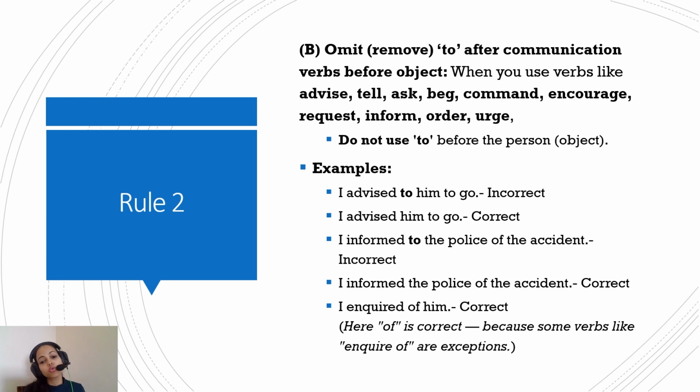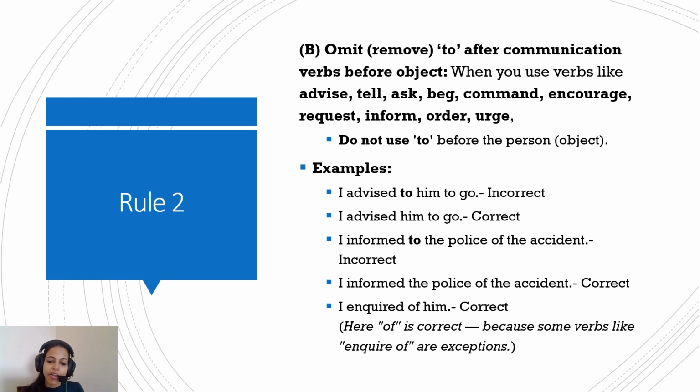Similarly, "I informed to the police of the accident" is incorrect. I informed the police of the accident. Here, the word inform is already establishing the connection between I and the police, that I was informing and the police was being informed. Without the to, the connection is clear enough. So these words are complete. They do not need the preposition to give a broader meaning. So don't just cram these words, try to understand why these rules are made.